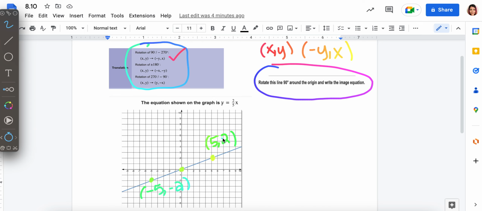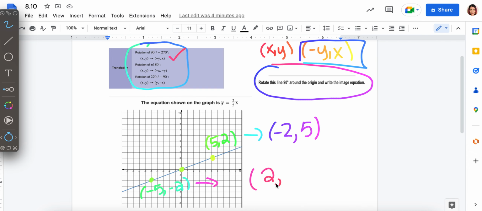So we're going to apply this rule. 5, 2, once we apply this rule right here, negative Y. So the opposite of Y is negative 2, and then the X just stays the same. So it goes to that, and then this one, the Y is negative 2, so the opposite of Y is 2, and then the X stays the same. So we're going to graph these 2 points, and then we'll connect the dots. And then 0, 0 is obviously going to be one of the points too. So negative 2, 5, and then 2, negative 5. So right there, this is rotating this line 90 degrees. So you just apply the rule, okay? Make sure you know those rules.